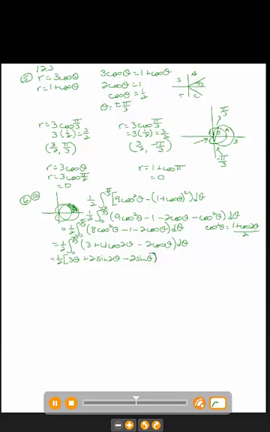Oops, different sides. Okay, and then 0 to pi over 3. And then I think at that point you should be able to do that. The answer is pi over 2 when you plug and chug.